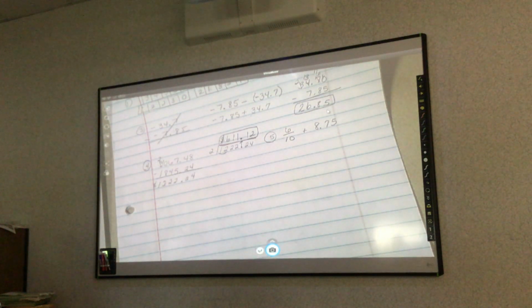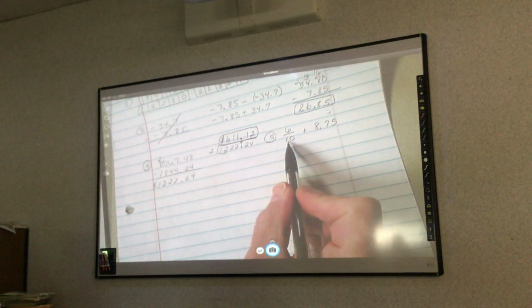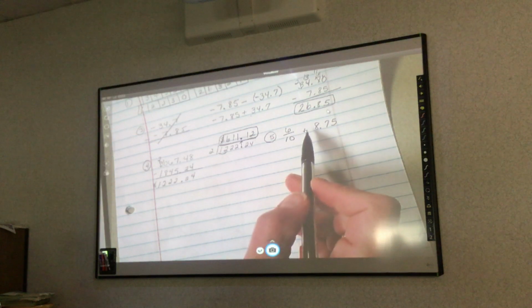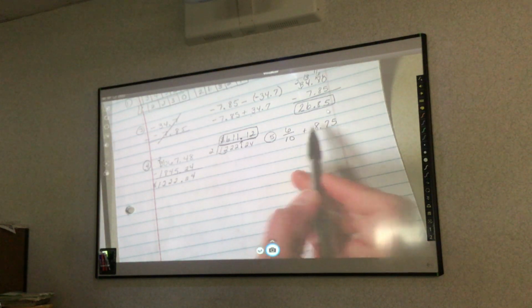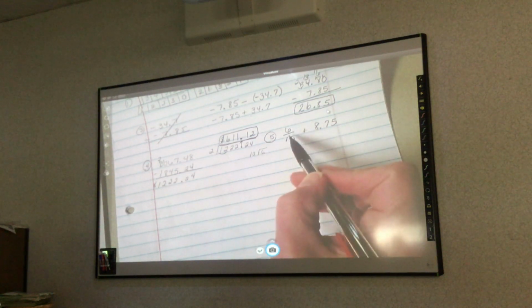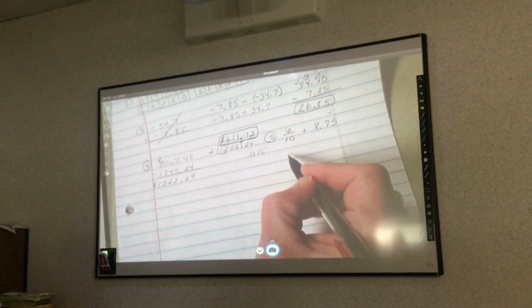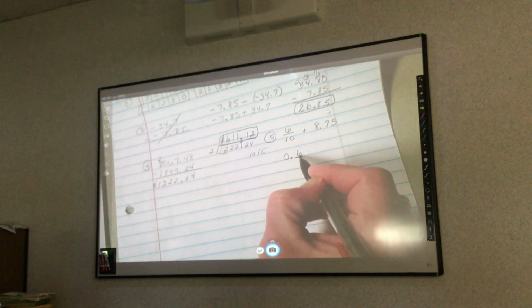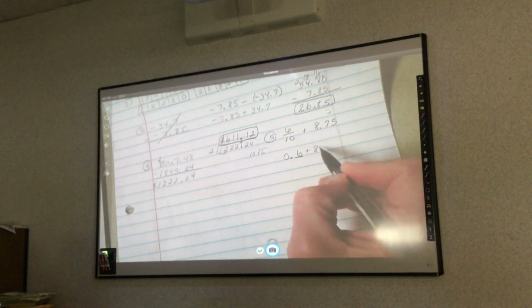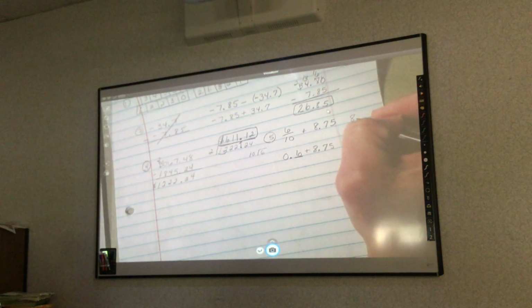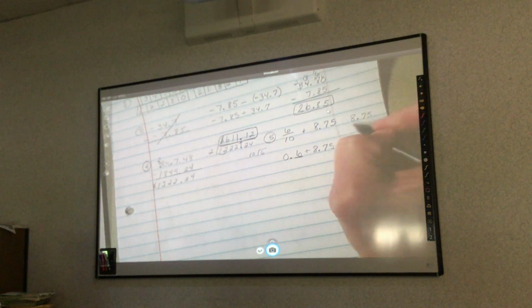It's easier for me to change the fraction to a decimal. How do I change a fraction to a decimal? You divide 6 divided by 10, right? But I don't even have to do that. Because it's 6/10, I know that this is the 1's place, and I know that this is the 10th place, so I just put 6/10 plus 8 75/100. You must write it up and down to line up your decimals.